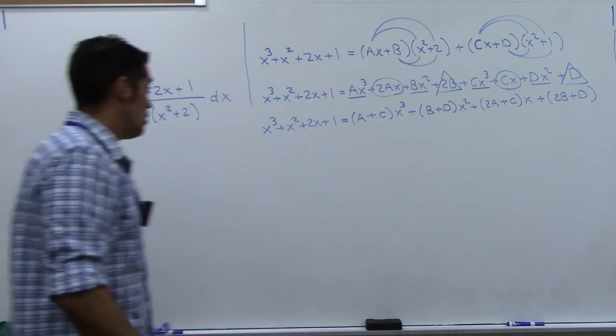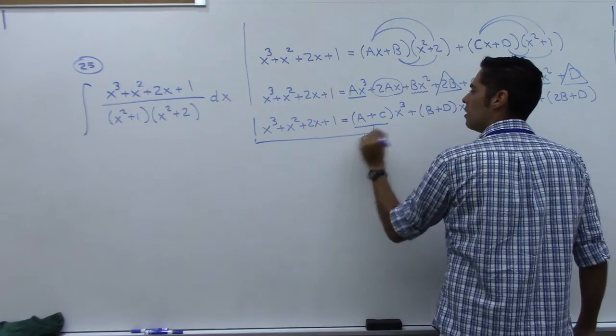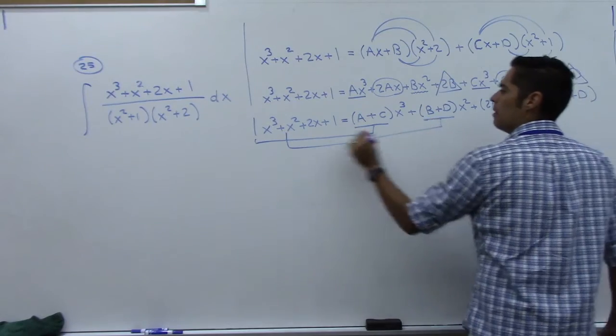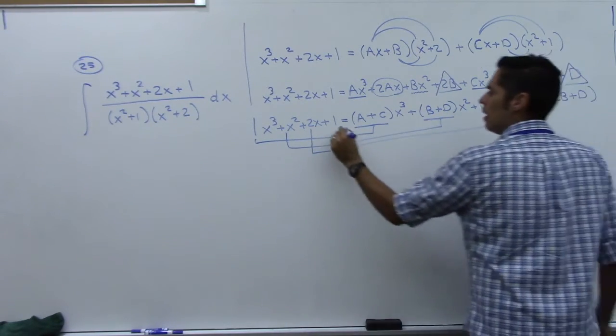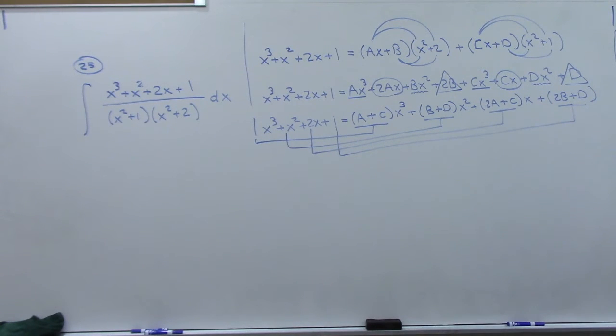And so I match coefficients here. There's a 1 here, so that 1 must match up with this. The 1 in front here must match up with this. The 2 in front here must match up with this. And the 1 here must match up with this. So I'm going to have 4 equations, 4 unknown variables.